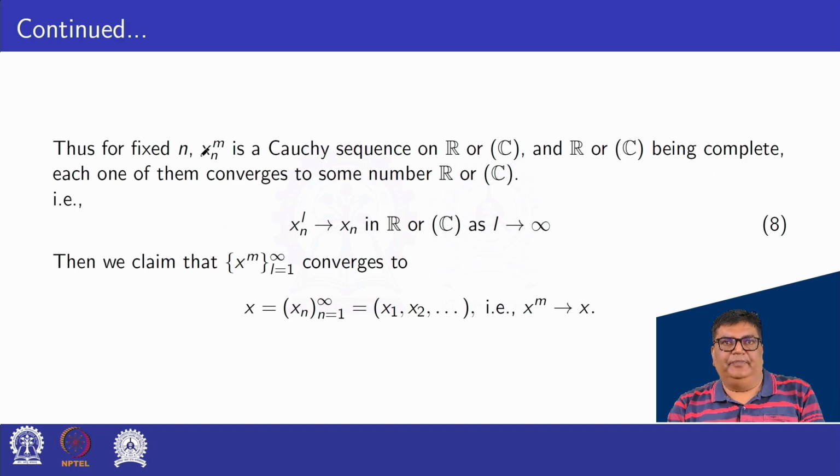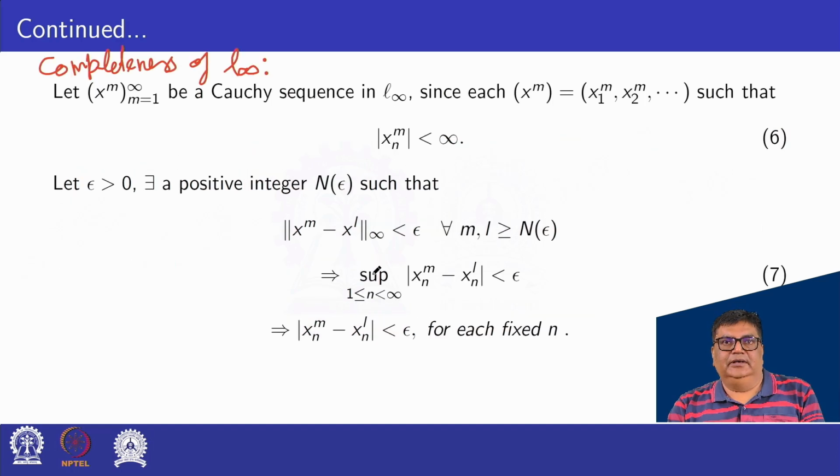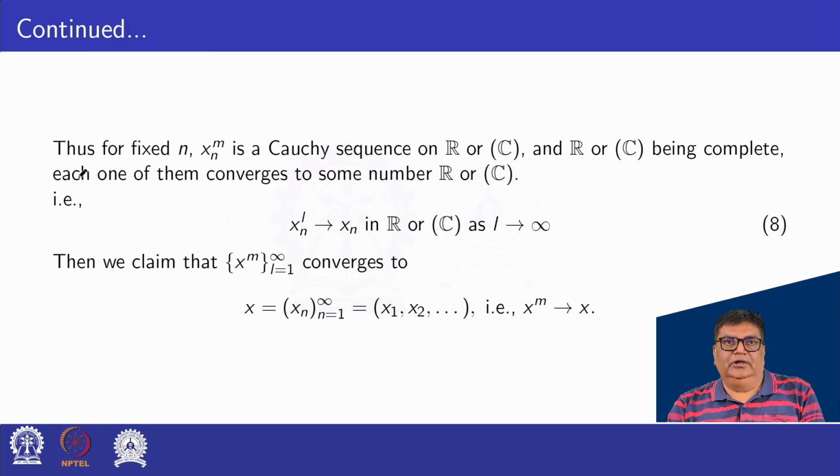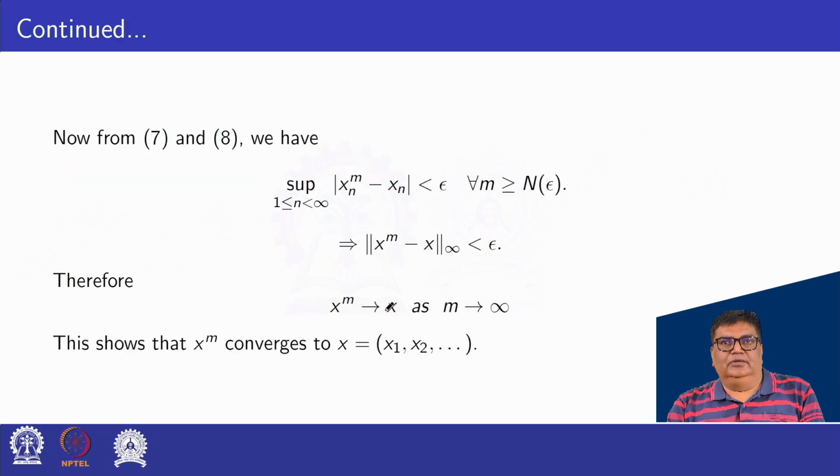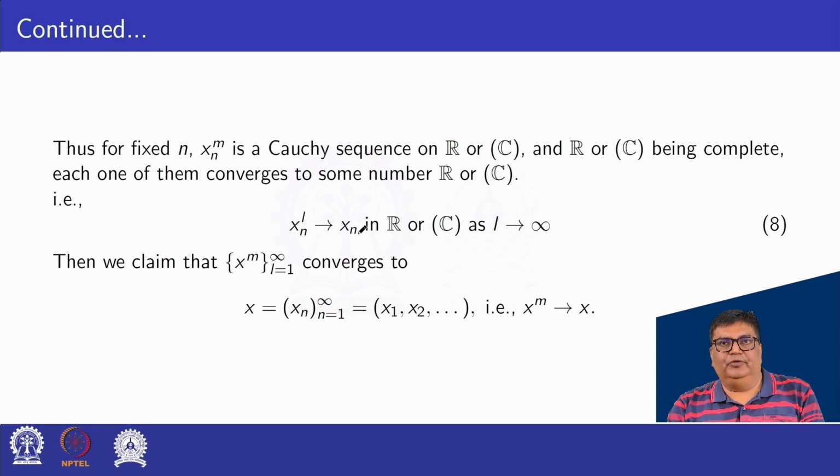Thus, for fixed n, x_mn is a Cauchy sequence in R or C. And we also know that R or C being complete, each one of them converges to some number in R or C. So x_ln, suppose, converges to the point x_n as l tends to infinity, where x is x_n, n equal to 1 to infinity: x_1, x_2 and so on.